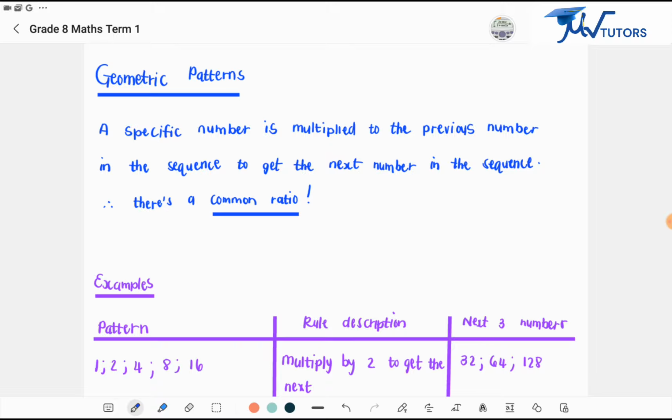Let's just read what it is when we refer to a geometric pattern. Basically, a specific number is multiplied to the previous number in the sequence to get the next number in the sequence. So there's a common ratio. And like I said, we are multiplying. If you want to increase this pattern, we will multiply by a whole number.